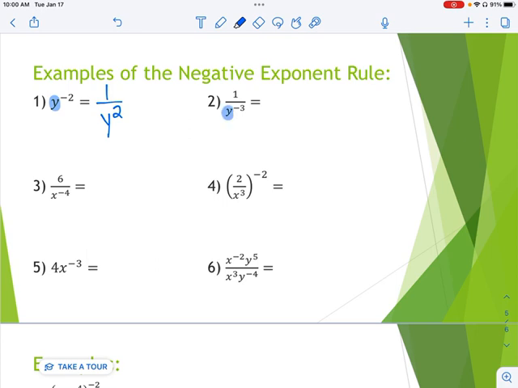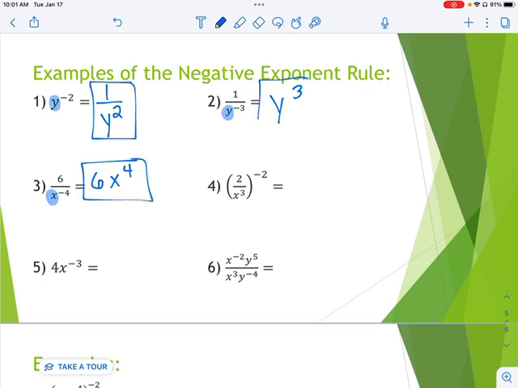Y to the negative third, the base is y, it's in the denominator, so it would come back to the numerator and simply become y to the third. Here on number 3, the x is the base, it's in the denominator. The 6 is going to stay right where it is. It's not being raised to a negative exponent at all. It's not a base of a negative exponent. So it's going to stay right where it is. And this x to the negative 4 is now in the denominator, so it's going to move to the numerator and become x to the 4th. Okay, so those are the first 3 there.